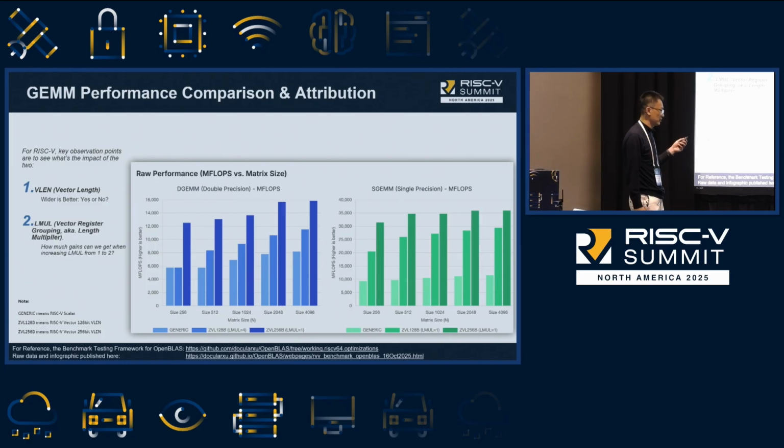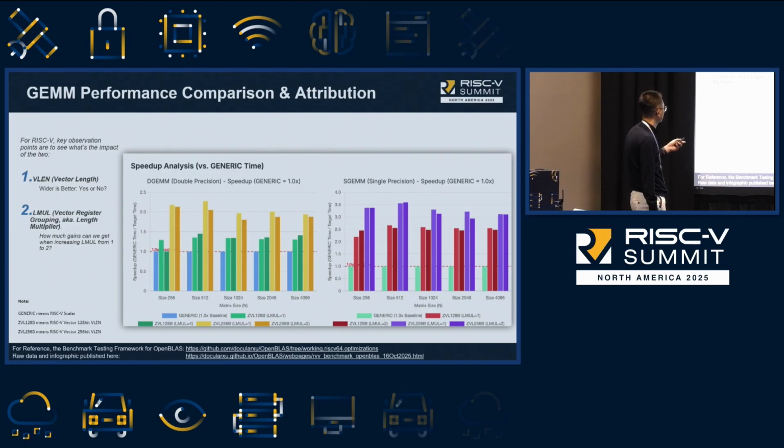The numbers show that DGEMM only achieves 48% of the theoretical efficiency. For SGEMM, it achieves 38% efficiency. So both have a huge opportunity for further optimization.